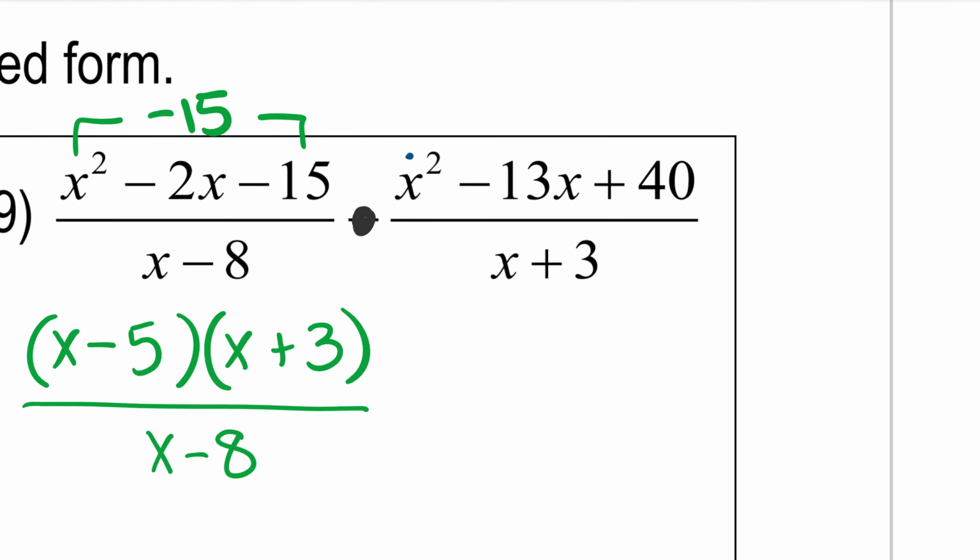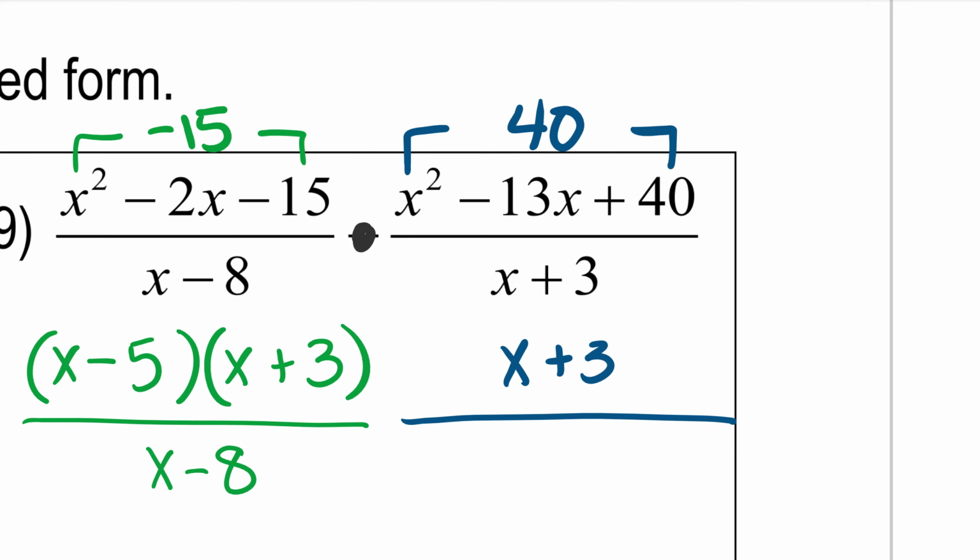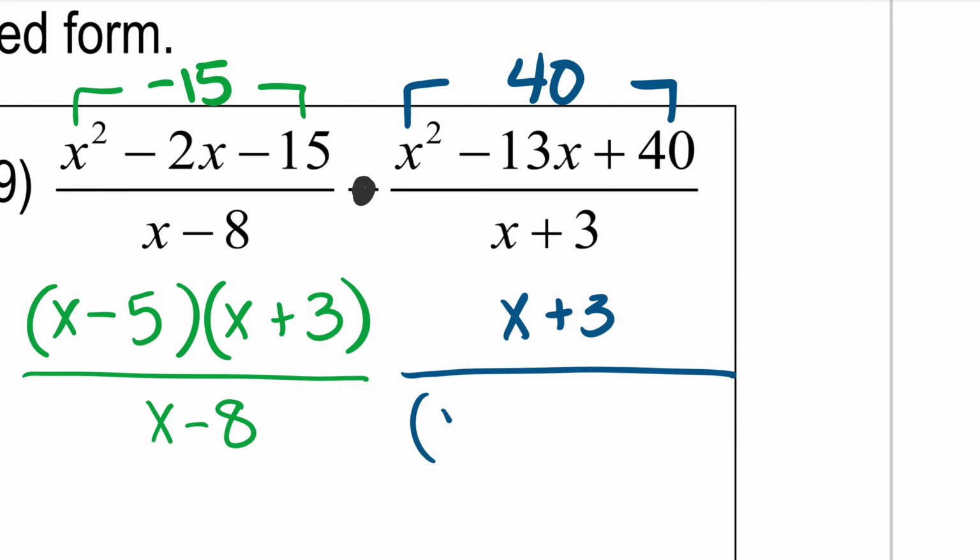Then I go over here, I do first times last, that gives me 40. Okay, now I know this is going to go on the bottom because I'm flipping this, right? So my x plus 3 goes on top. On the bottom, I end up with what numbers multiply to 40, add to negative 13. That's going to be x minus 8, x minus 5. Okay?